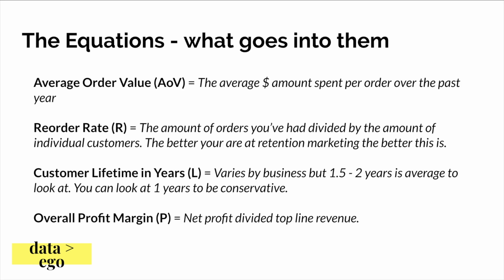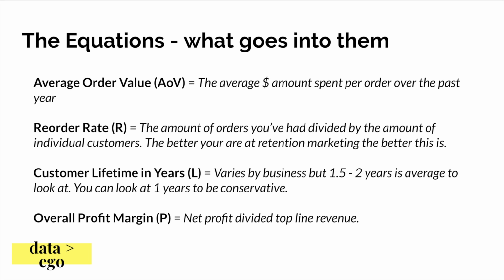So the equations and what goes into them. Your average order value, that's simple. What's the average dollar amount spent per order over the past year? And you want to use the past year because it fluctuates throughout the year. People may place bigger orders around Black Friday than they do in February. So you want that number to have more data rather than just a month-to-month figure, as months tend to ebb and flow.